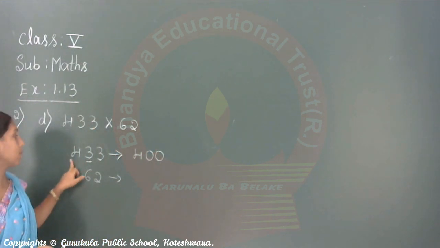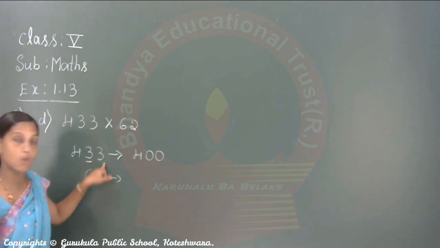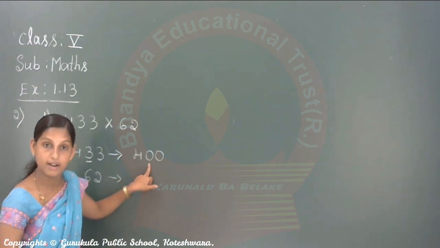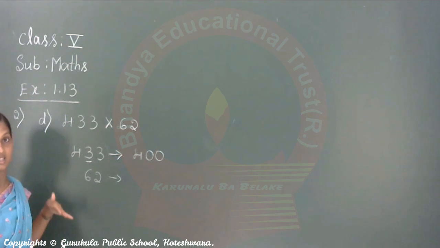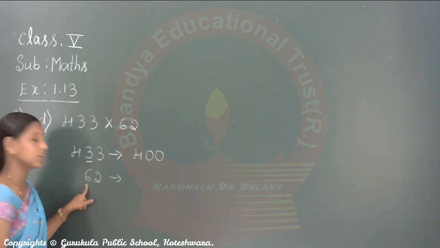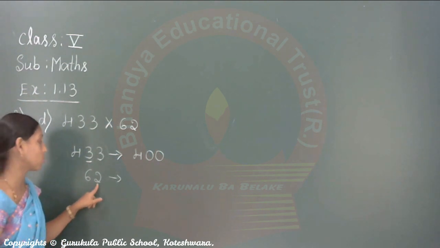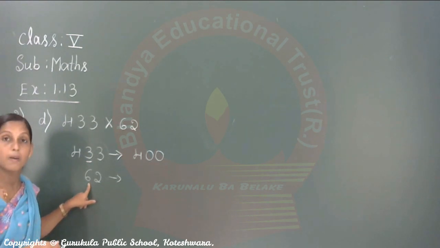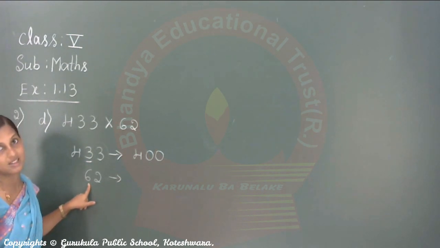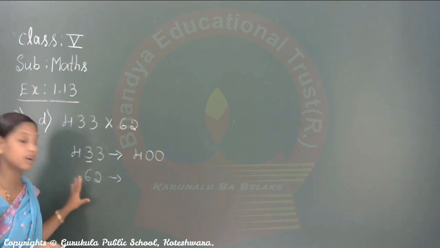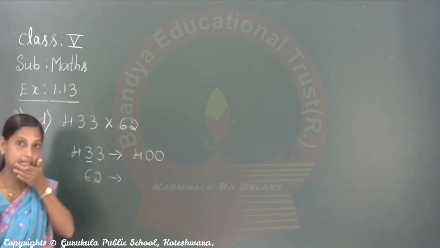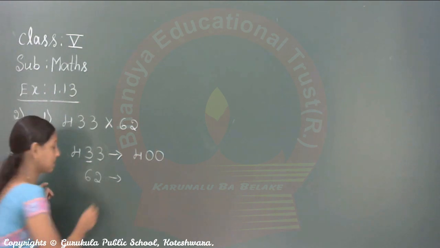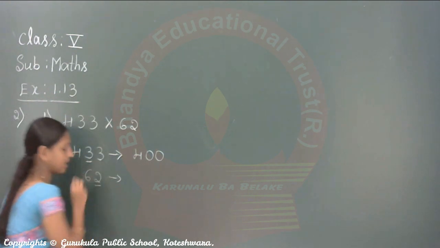Okay. So the number 433 is rounded down to 400. It has become less. Then 62. What is there in the ones place and tens place? The maximum place is your tens. So we should round off to the nearest ten. Rounding off to the nearest ten means we see the ones place.